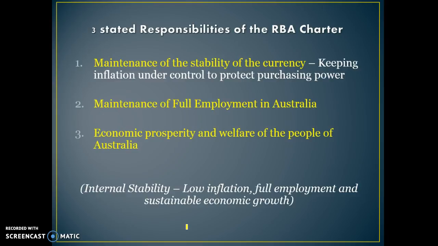Alright, in their charter, the RBA state that they have 3 responsibilities. First one, maintenance of the stability of the currency, and that means keeping inflation under control to protect our purchasing power. Once they achieve stability of the currency, they then focus on the other 2 goals that are part of domestic economic stability. So that's when they'll start focusing on full employment, getting people into work, and economic growth. But in their charter, it's the stability of the currency first, maintenance of full employment second, and third, trying to improve the economic prosperity and welfare of the people of Australia.